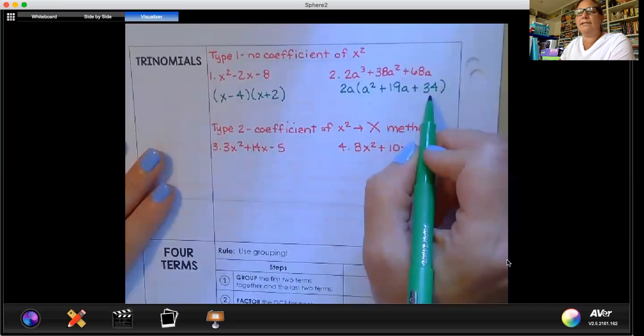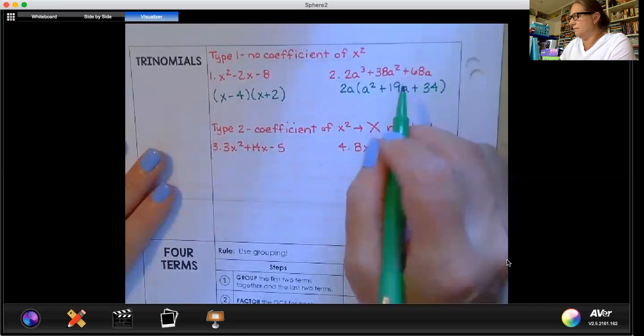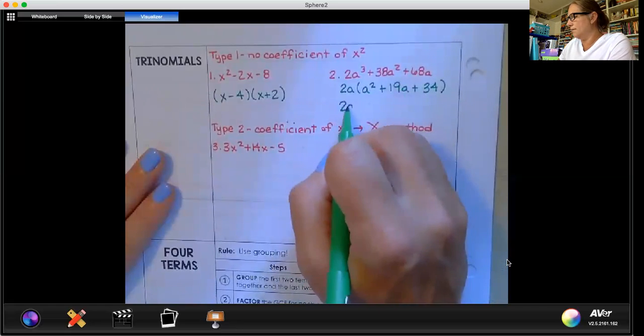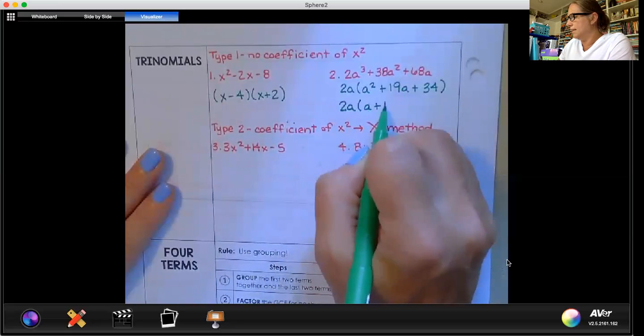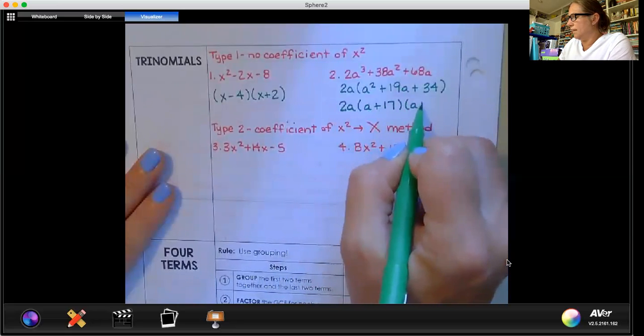And then what multiplies to give you 34 and combines to give you 19? Don't forget the GCF on the outside: a plus 17 and a plus 2.